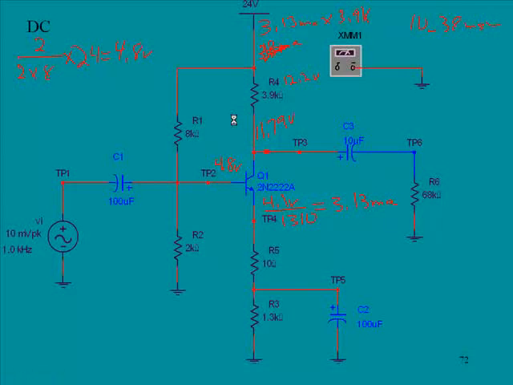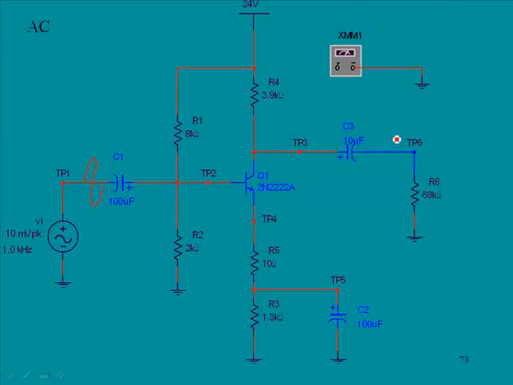Now, I'm going to go to the next screen here, and we're going to consider our AC calculations. And there is the first one. And remember, now we're looking at, if we have an AC signal here, what is this AC signal going to experience in this circuit?